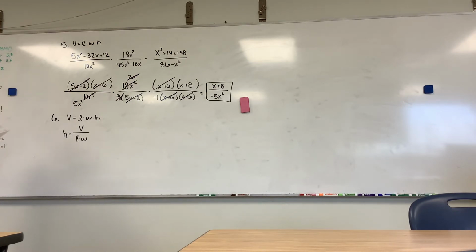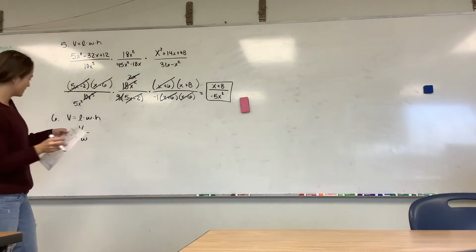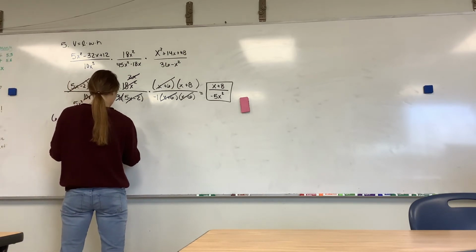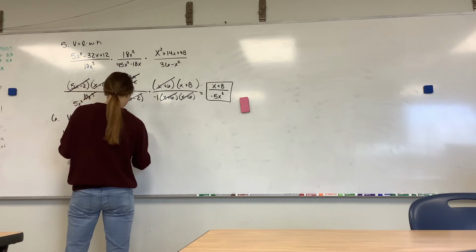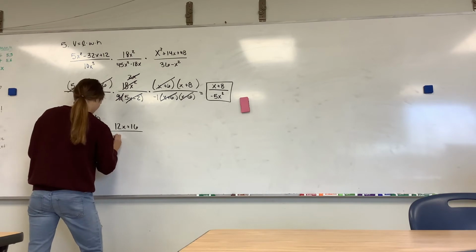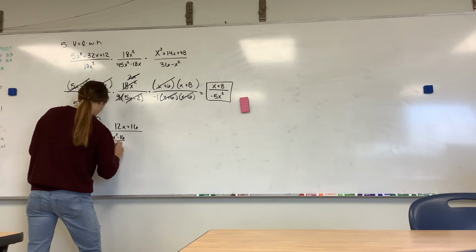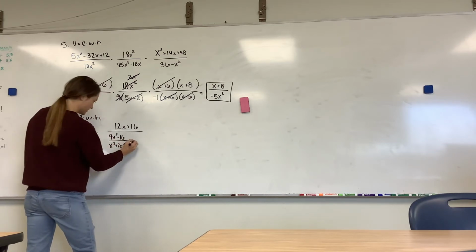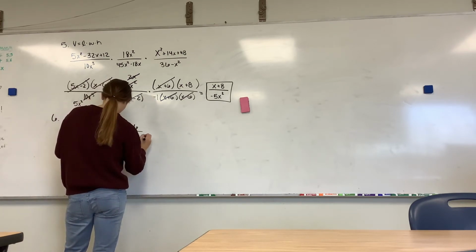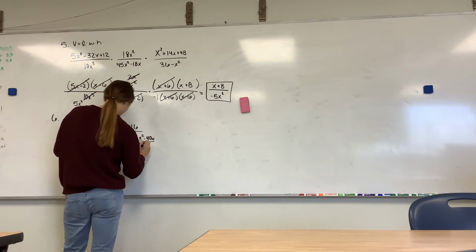Okay, so the volume is equal to 12x plus 16 divided by our length, which is a 9x squared minus 16 all over an x squared plus 2x minus 35 times my width, which is 8x squared minus 40x all over 3x minus 4.